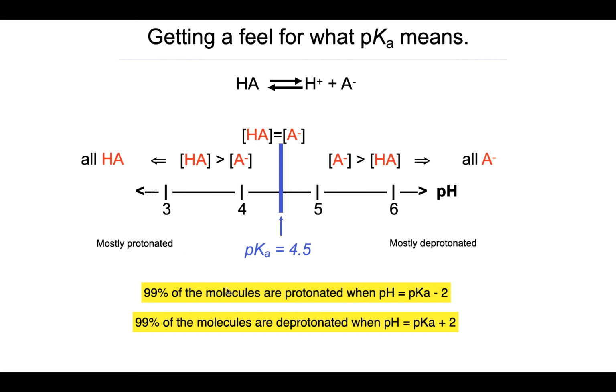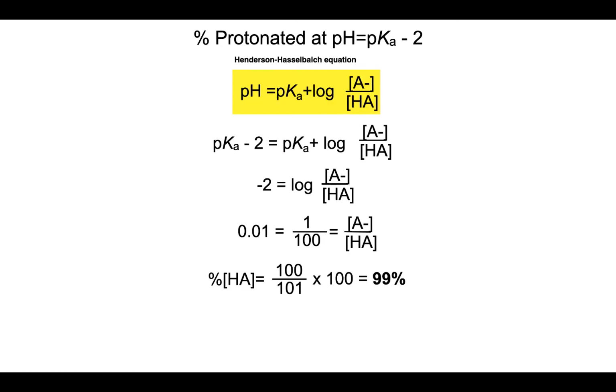Well, where did I get this number? This 2 units below or 2 units above the pKa, resulting in 99% protonated or 99% deprotonated. Well, I just did it via the Henderson-Hasselbalch equation. So let's take a look.